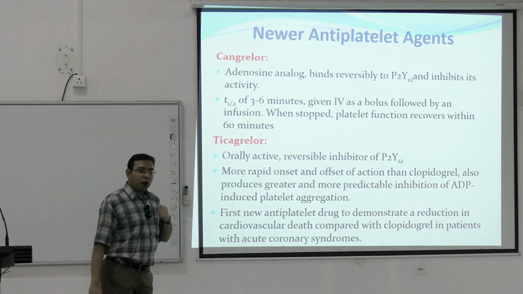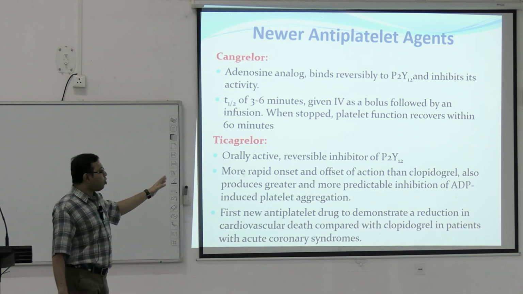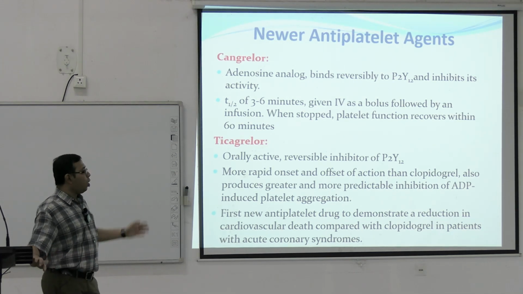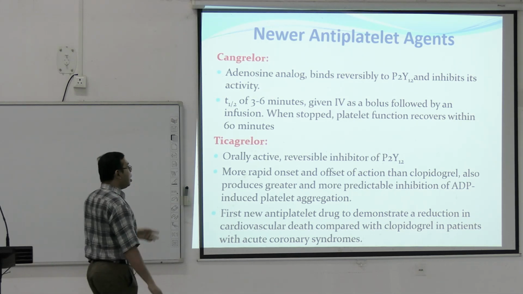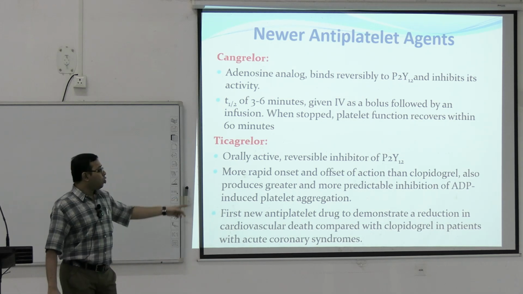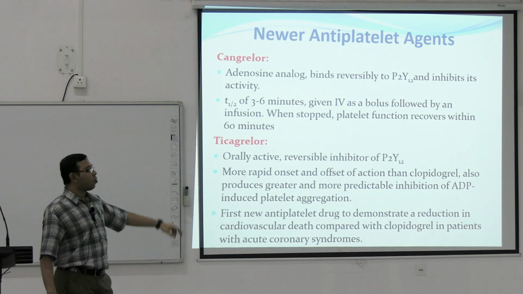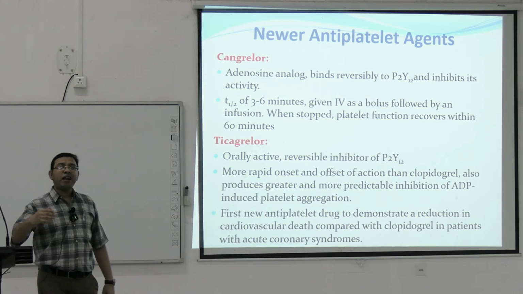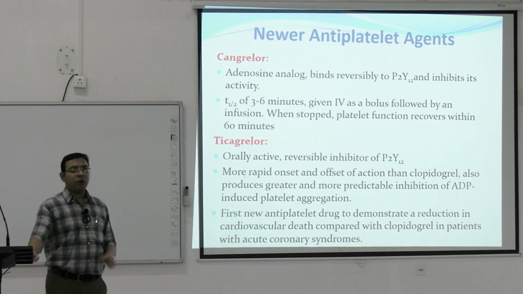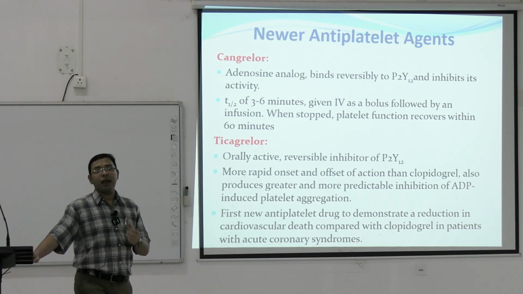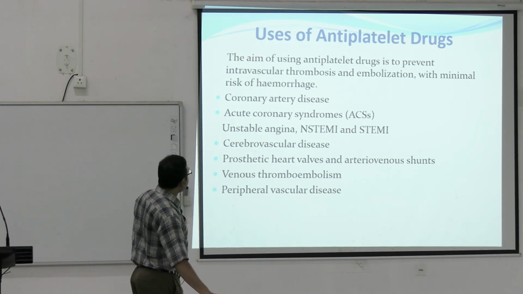Ticagrelor can be given orally, an active, reversible inhibitor of the P2Y12, with more rapid onset and offset of action than clopidogrel, also produces greater and more predictable inhibition of ADP-induced platelet aggregation. This is the first new antiplatelet drug to demonstrate a reduction in cardiovascular death compared with clopidogrel in patients with acute coronary syndrome. So, different trials are ongoing and it has been seen that after clopidogrel, this ticagrelor, when it is given, decreases cardiovascular death after myocardial infarction. So, cangrelor and ticagrelor, these are the newer ones.